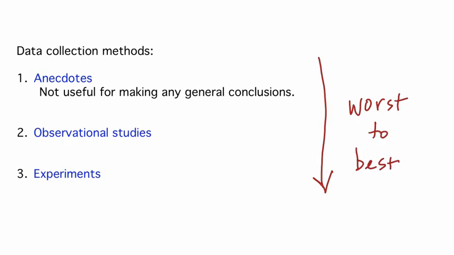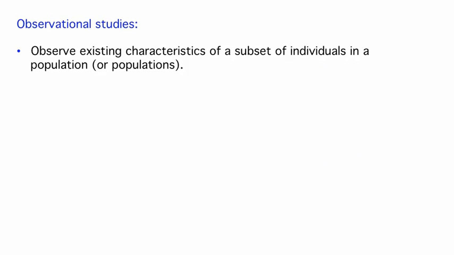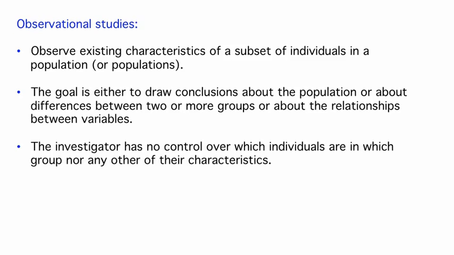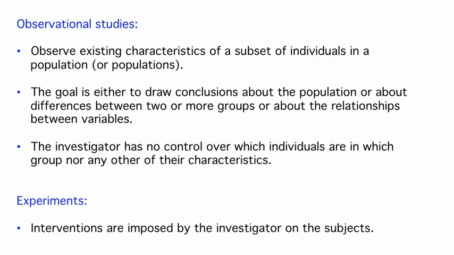In observational studies, as the name implies, the data are measurements of existing characteristics of a group or groups of individuals. The goal is typically to make conclusions about a population based on the sample of individuals we've observed, or to compare a measurement on individuals between different groups. Because existing characteristics are being observed, the investigator has no control over which group an individual belongs to. In contrast, in an experiment, the investigator imposes some kind of intervention on the individuals being studied, perhaps assigning some to one group and some to another.